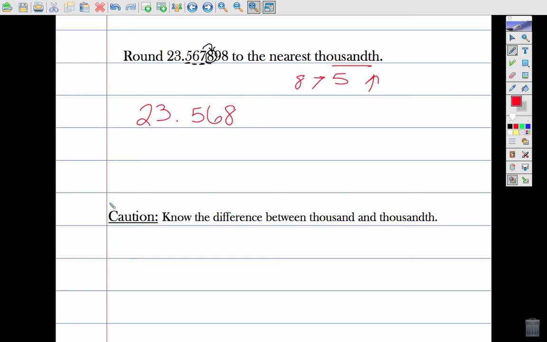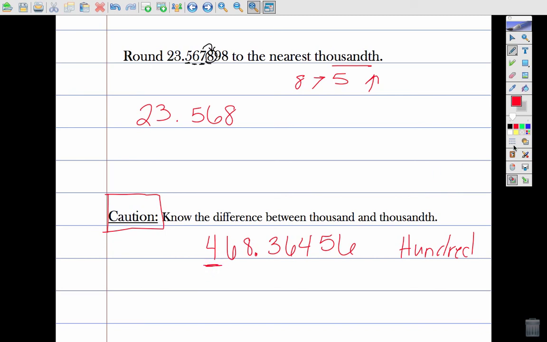So we have to use caution. We have to know the difference between thousand and thousandth. That depends on if we're rounding before the decimal or after the decimal. So let's take a look at this number: 468,364.56, and I want to round this one to the nearest 100. So I have to realize that that is before the decimal.